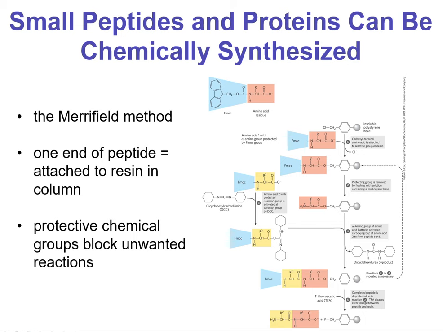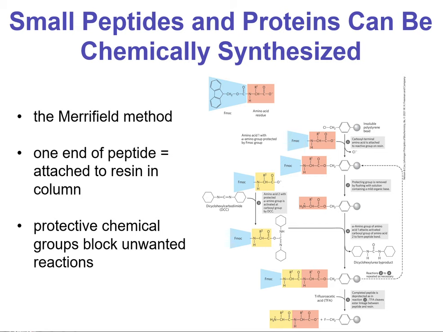Now, we talked a lot about figuring out the sequence of a protein. You can actually make proteins too. So if you wanted to make a small peptide or a small protein, you can do that chemically. We're not going to talk specifically about the method, even though it is shown here on the right. We're just going to talk about a couple of the main points in terms of how you do this.